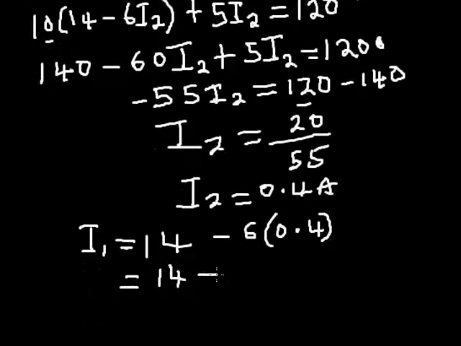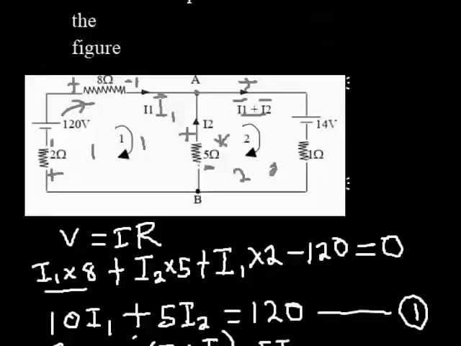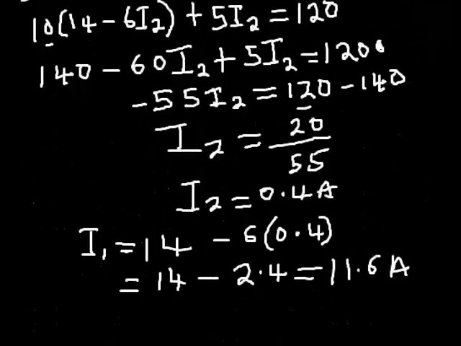So that's going to give me 14 minus 2.4, right? So 14 minus 2.4 gives me 11.6 ampere. All right, so please take note of that. That's Kirchhoff's law. Okay, as we proceed, let's look at the next question.